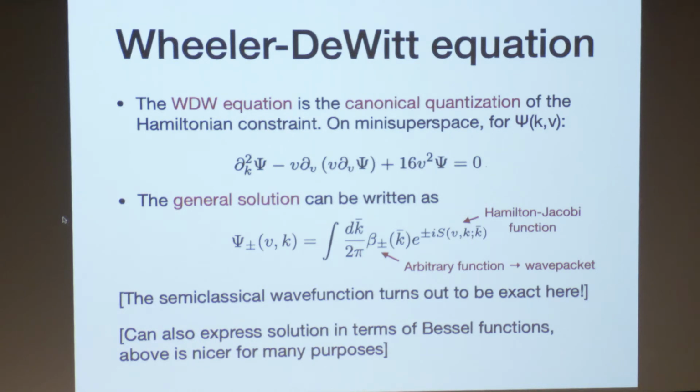And so this is this minisuperspace, right? It's really a slice of a much bigger wave function for all possible metrics. So it's a wave function of k and v, or g_tt, g_xx, and this is the Wheeler-DeWitt equation in this context.